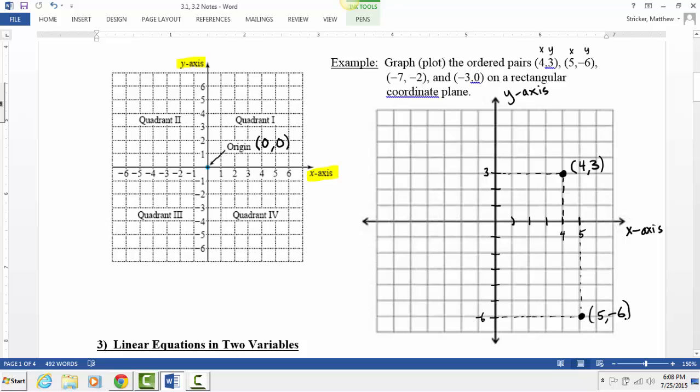Go ahead and pause the video here and see if you can do the other two on your own. Place those other 2 points, and then when we come back you can check your work.